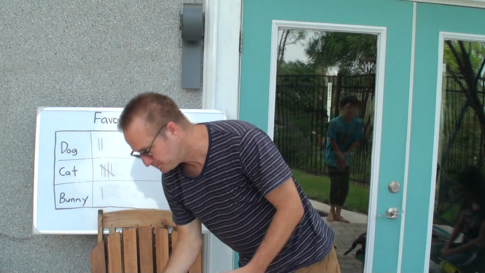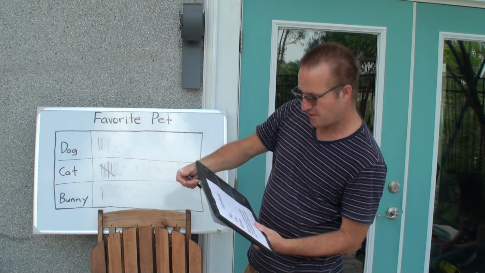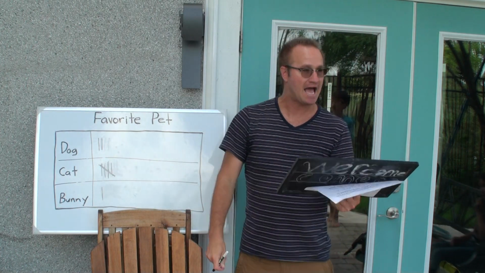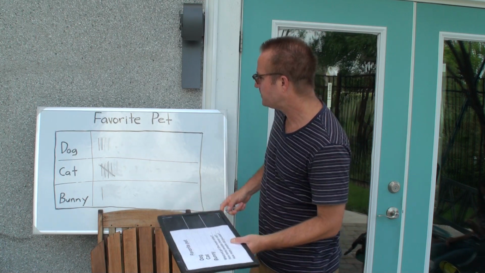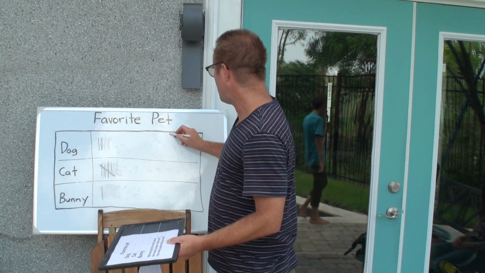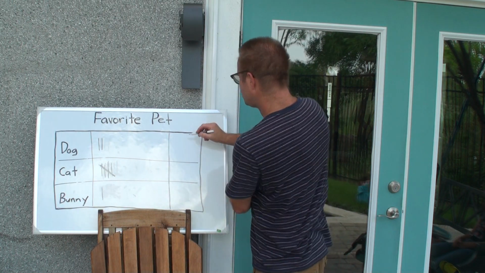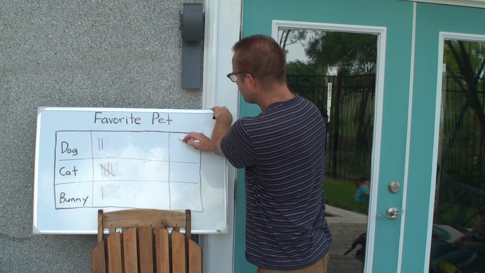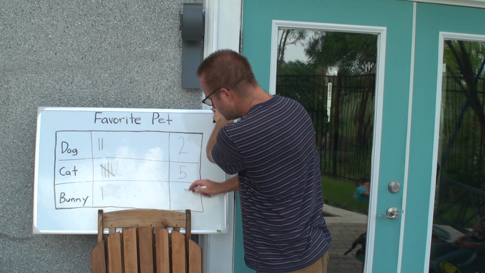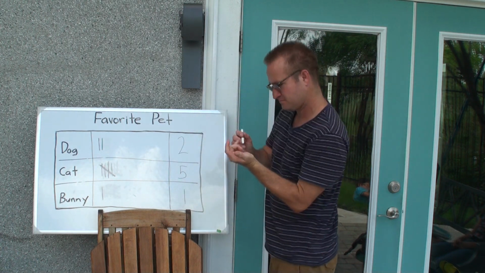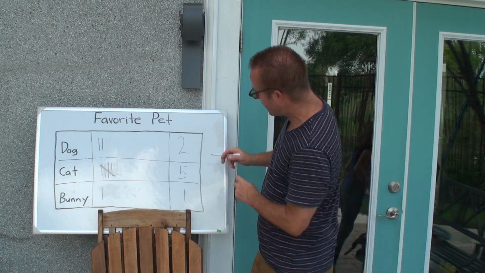So for this one, the questions are, what pet got the most votes? Well, it looks like cat got the most votes. How many people chose cat? Well, I've got to be able to do this in one more column. I've got 2 votes for dog, 5 votes for cat, and just 1 vote for bunny. Depressing. So, how many people chose cat? 5.